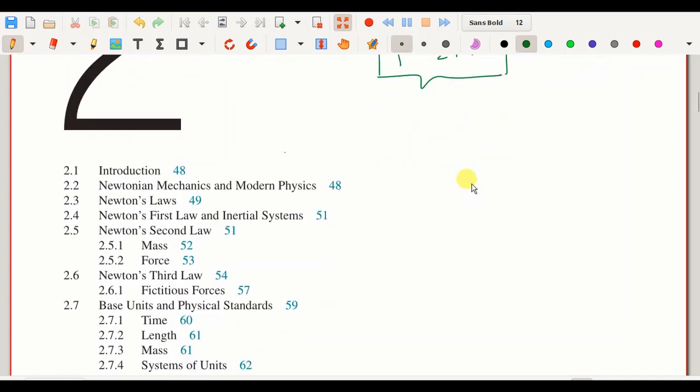So what are we going to learn in this chapter? First, we introduced ourselves to Newton mechanics and modern physics, which we have already done. Then Newton's laws: Newton's first law and inertial systems. We have to understand the meaning of the first law and how it is linked with inertial systems. This was the key to realizing special relativity, and from here things become modified.